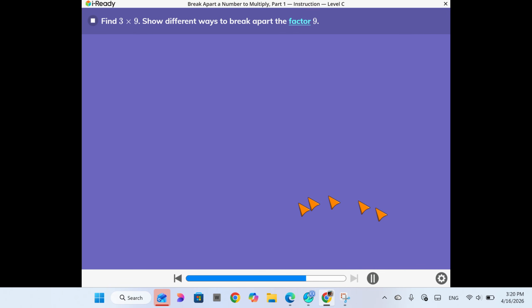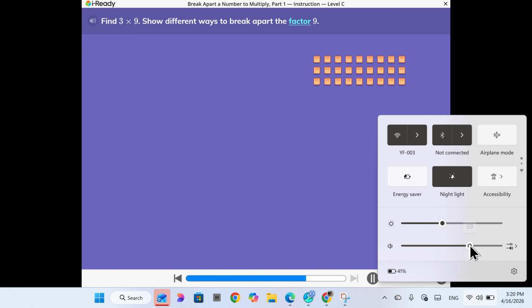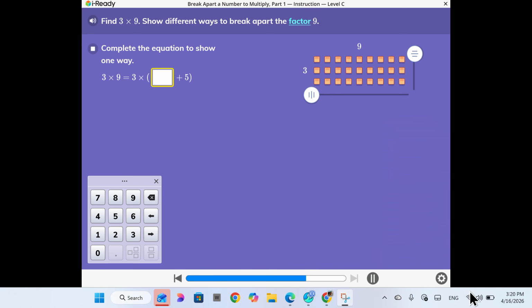Find 3 times 9. Show different ways to break apart the factor 9. Complete the equation to show one way. You can break apart the array to help. Drag the slider back to the start to move the other slider.